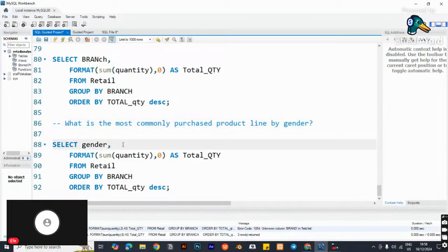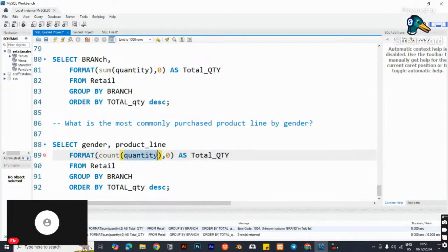So we can bring in, return two columns, product line. Okay. So we change this to count. So we're counting which is the most commonly purchased. So we're counting all our gender. We're counting the occurrences, the number of occurrences that gender appeared. Right? Gender. Let me not format this so that I don't confuse us. Okay. Let me get rid of this.